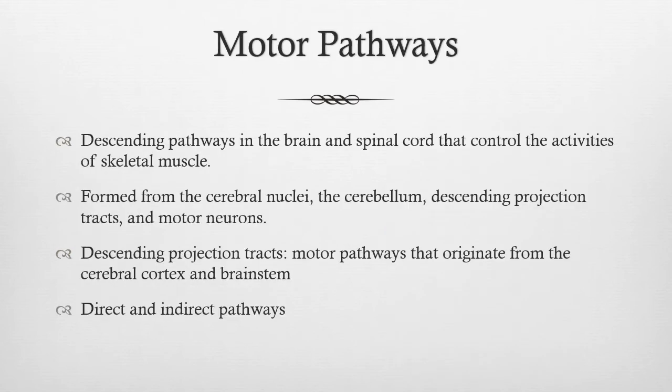For motor pathways, we have descending pathways, and again, this is going to be a 2-neuron process. For the most part, this information is going to be arising from, say, the primary motor cortex, and then sending its information down to the brainstem or the spinal cord. With this, we have 2 very important pathways. We have the direct and indirect pathways that are sending this descending information on down.